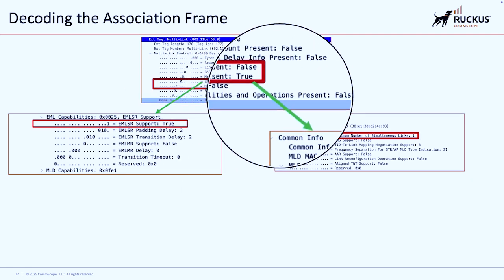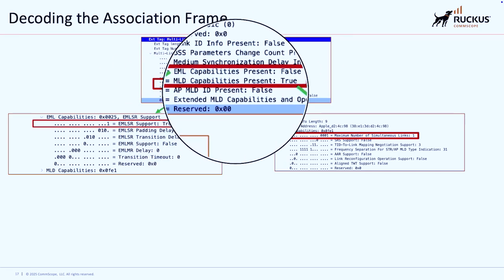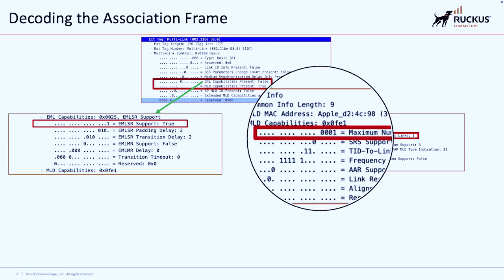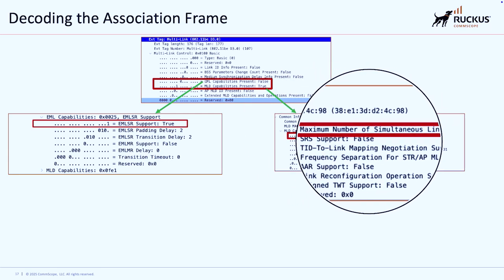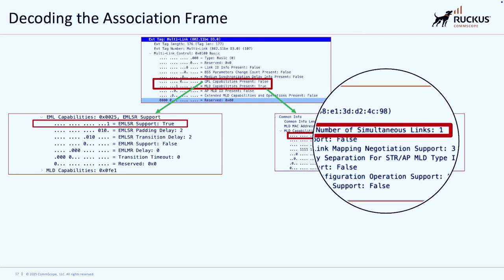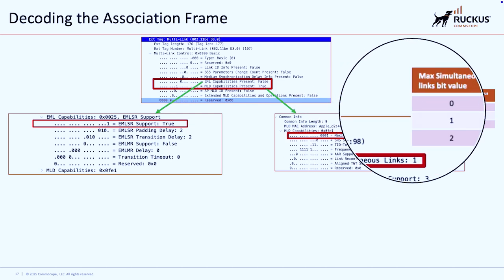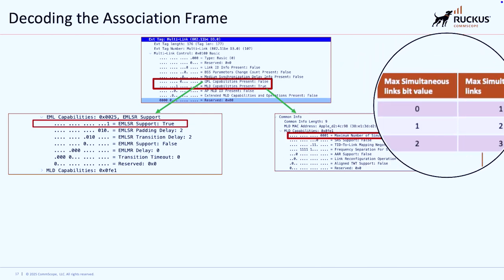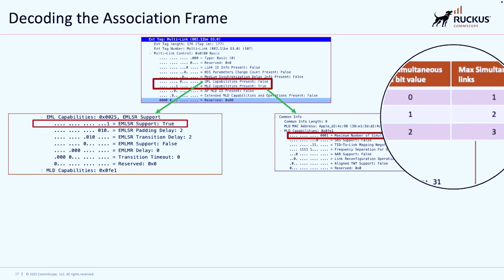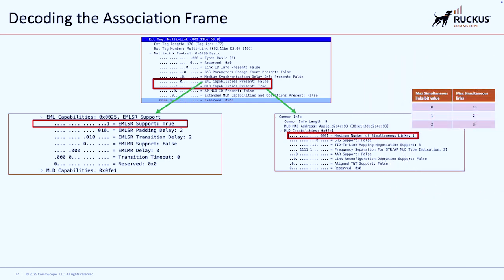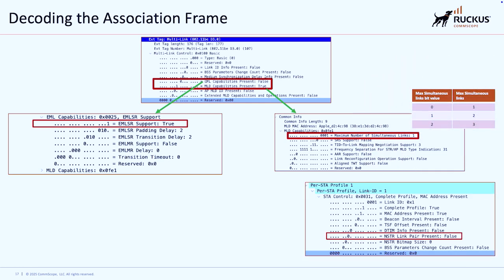Then, if it supports MLD capabilities, you get a place with very important information: the maximum number of simultaneous links. When it's set to 1, it means you can support up to 2 links. Basically, the value here is a bit value, so 0 means 1 link, 1 means 2 links, and 2 means 3 links. The final thing to look at is the NSTR bit, to see whether or not the system supports STR.